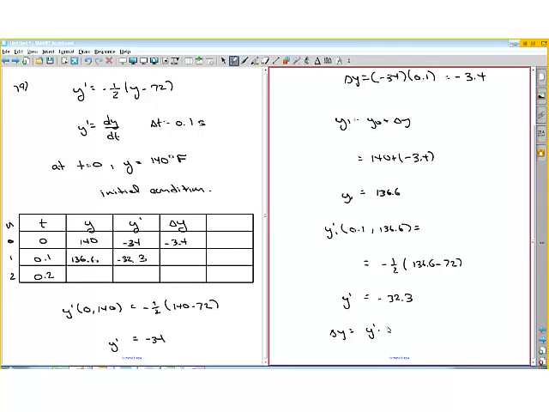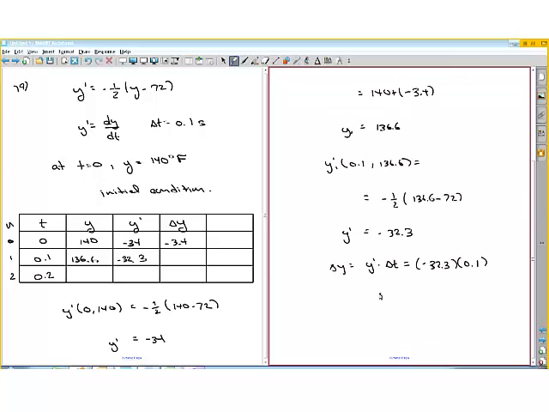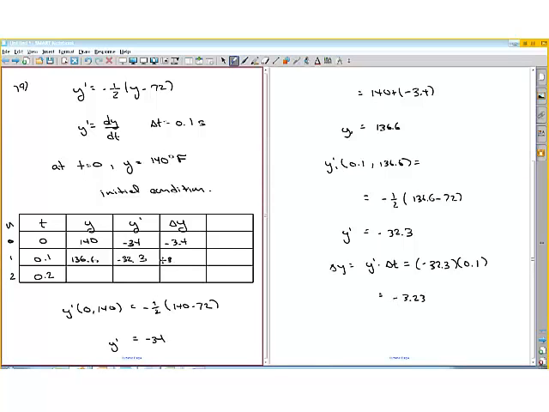Delta y is equal to y prime times delta t. So I get negative 32.3 times delta t, which is 0.1. And so that's going to be negative 3.23.